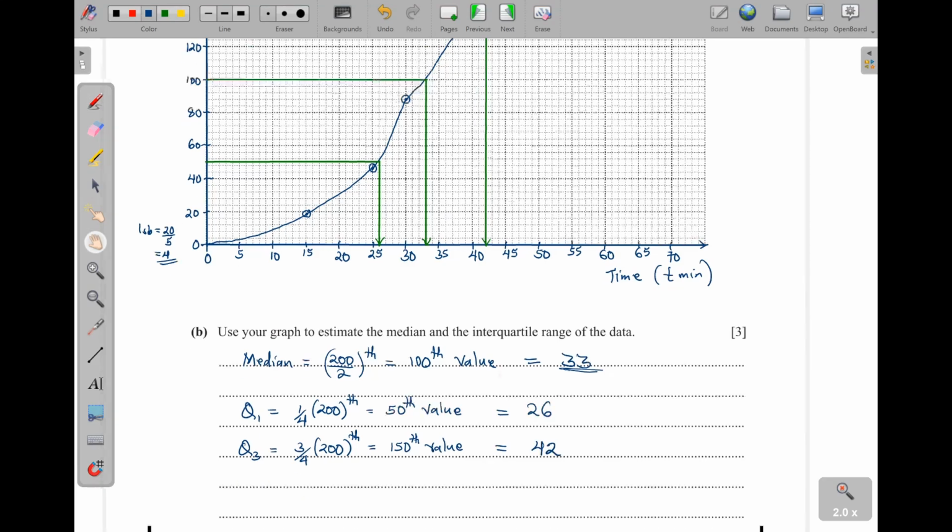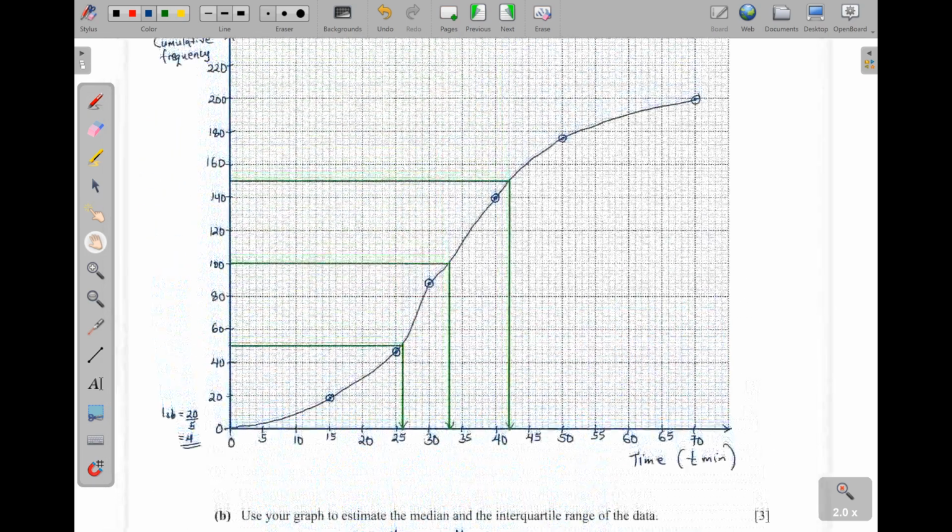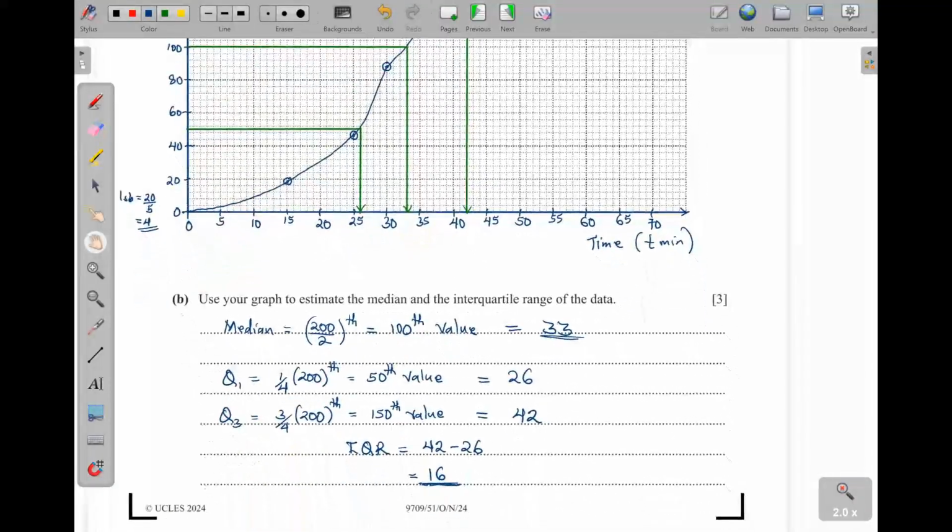Now, having gotten that as 42, I'll come down here and write it. And you know that the interquartile range is the difference between the upper quartile and the lower quartile. So IQR is equal to 42 minus 26, and this one gives me 16. Since we are not all going to draw the same smooth curve, they give you a range within which your values lie. For example, the range they give for the upper quartile has to be between 41 and 43, and for the lower quartile, between 25 and 27.